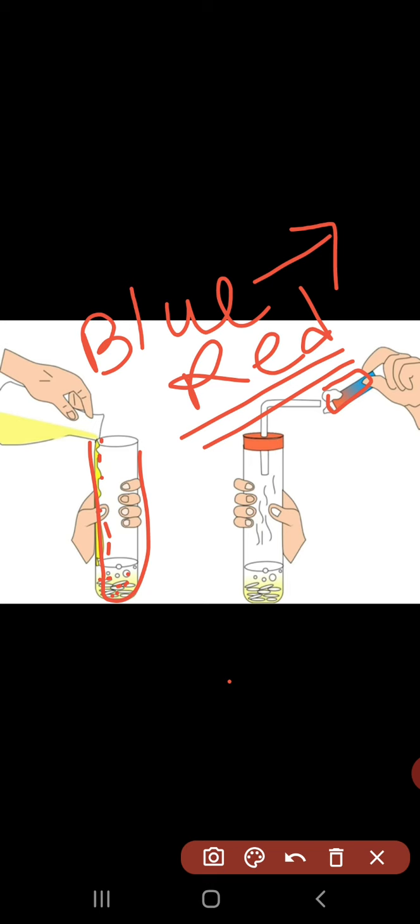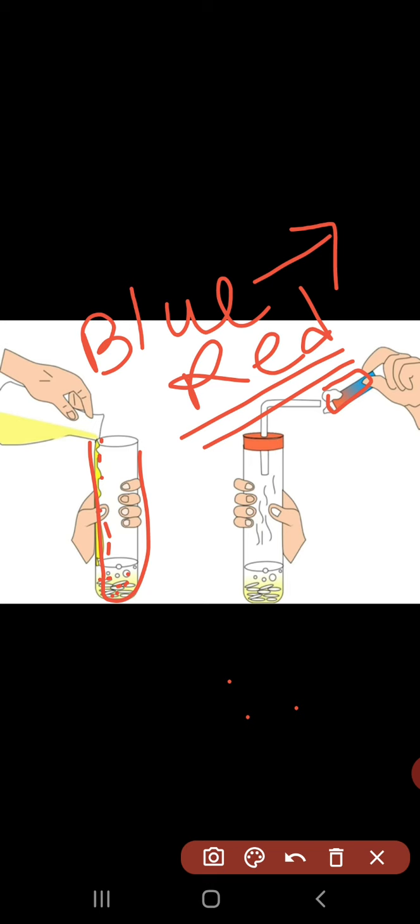Why does only wet litmus indicate the presence of acid? Because the hydrogen ions which are present in acid are produced only in the presence of water. Only when water is present does it show the presence of hydrogen ion.